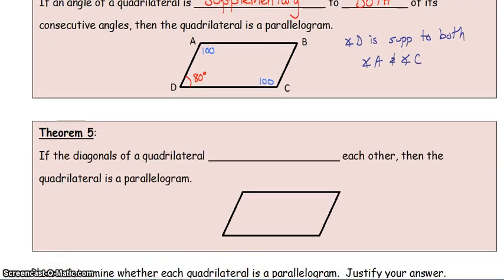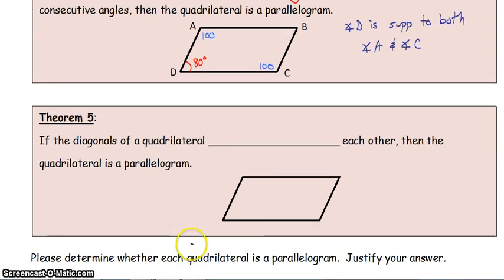The fifth theorem has to do with the diagonals, and it goes back to what we need to remember about diagonals. If I'm given the fact that the diagonals bisect each other, in other words, cut each other in half, then that is a parallelogram.